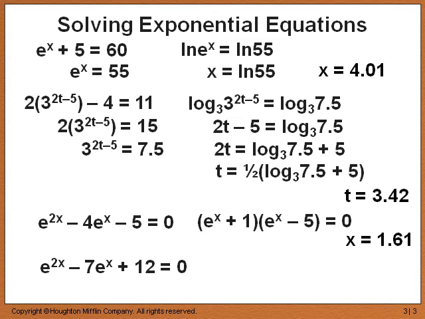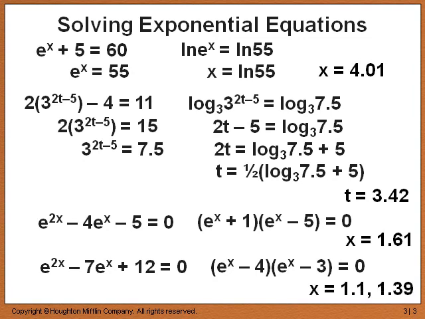Here's another similar example. e to the 2x minus 7e to the x plus 12 equals 0. So your first approach should be to factor. Pause the video, factor, and then resume when you have it factored. This is the factored form, e to the x minus 4 times e to the x minus 3 equals 0. Then, using your Algebra 1 techniques, you simply set each of those factors equal to 0 and solve for x. And this is what you end up with, x equals 1.39 or x equals 1.1.